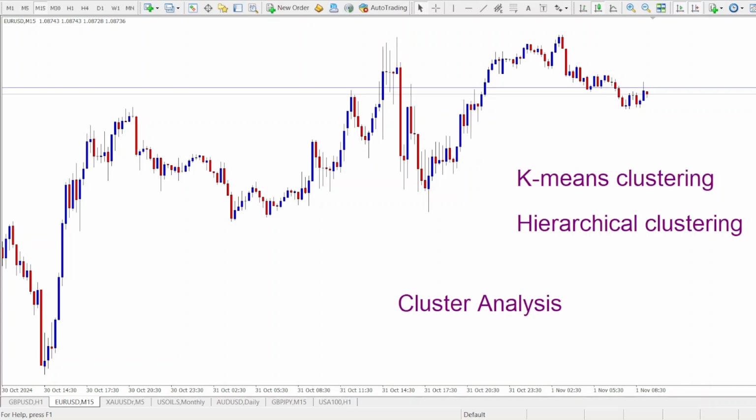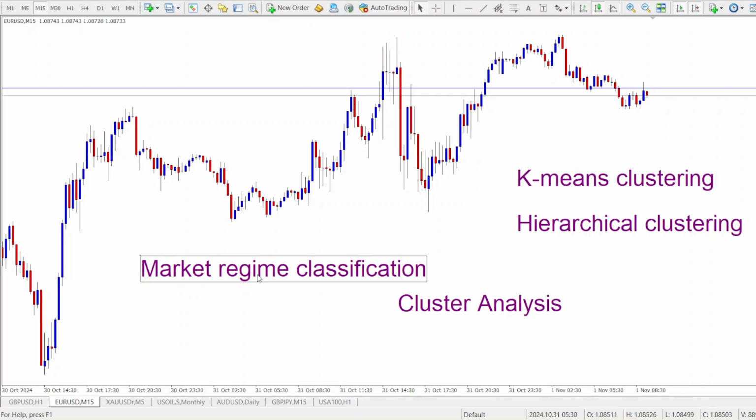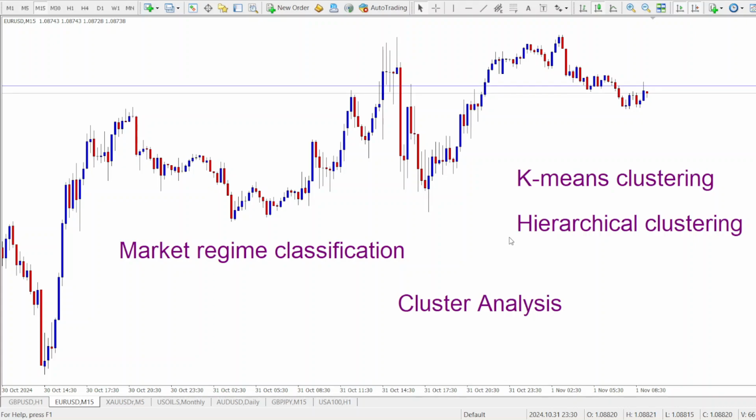Now let's talk about real world applications. How can you apply cluster analysis directly to your trading strategy? One common use is what we call market regime classification. By identifying clusters in historical market data, traders can classify different market conditions such as bullish, bearish, or sideways regimes. This way, you can tailor your strategies based on the current market regime instead of applying the same approach across the board.